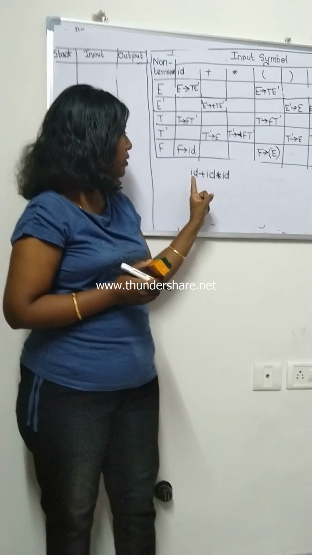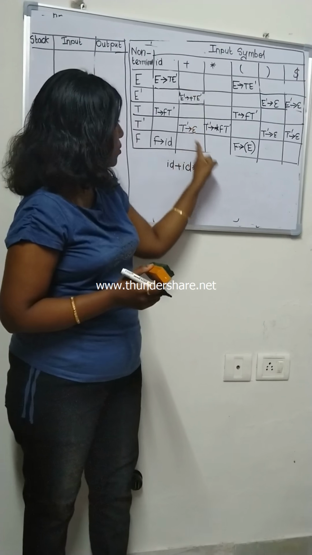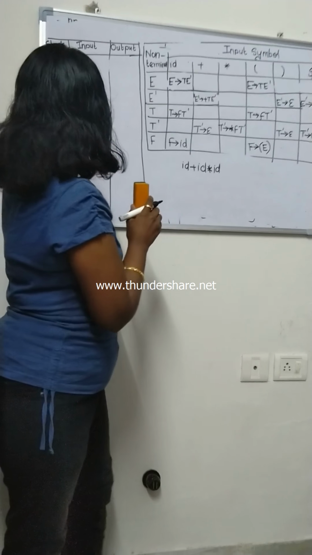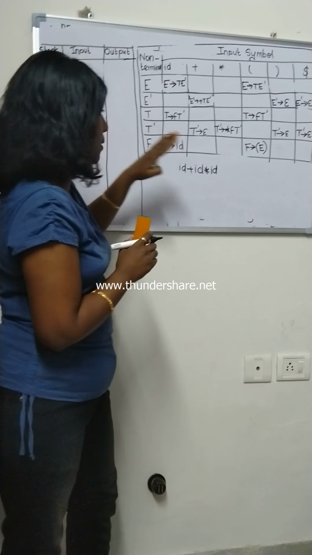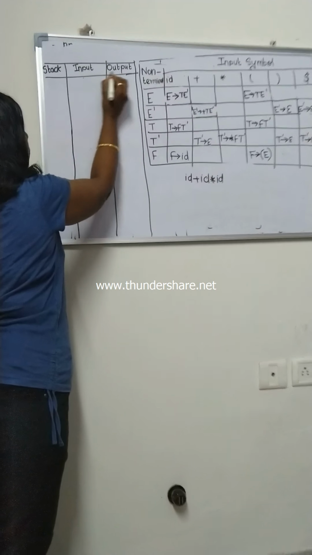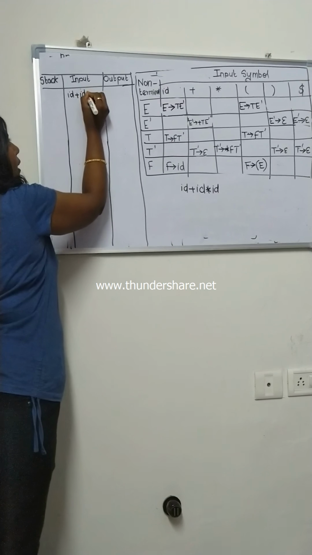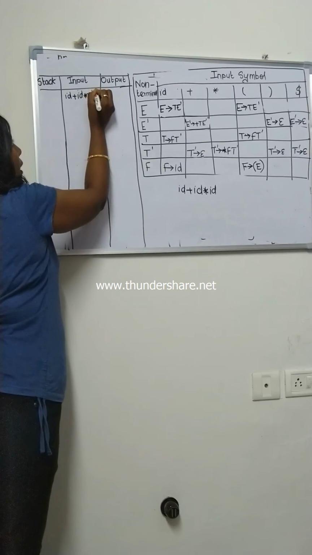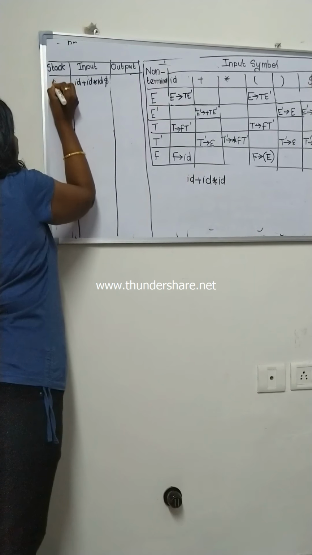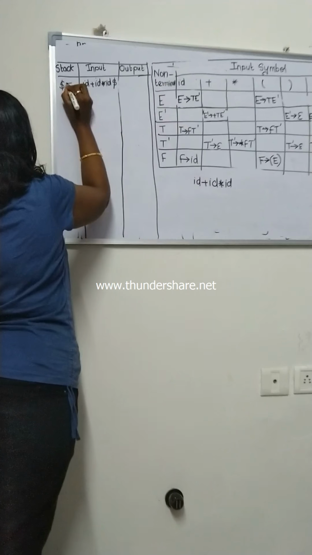Now we are going to check the input string ID plus ID star ID by using this predictive parsing table. While checking the input string, we have stack, input and output. Our input is ID plus ID star ID followed by dollar, and in the stack there will be dollar, and always we will write our start symbol. Here our start symbol is E.